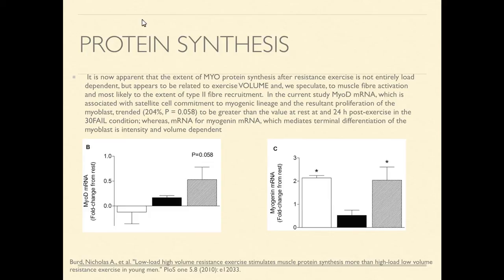In the current study, MyoD mRNA, which is associated with satellite cell commitment to the myogenic lineage and resultant proliferation of the myoblasts, trended to be greater than the value at rest at 24 hours post-exercise in the 30% fail condition. Whereas myogenin mRNA, which mediates terminal differentiation of myoblasts, is intensity and volume dependent.